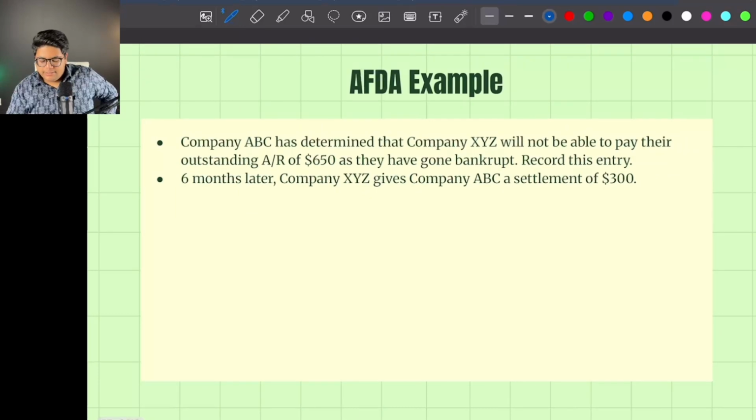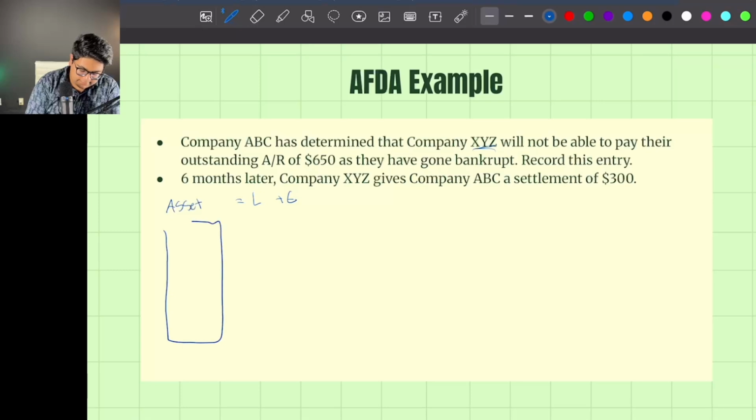Cool, so your AFTA example. Company ABC has determined that company XYZ will not be able to pay their outstanding accounts receivable of $650 as they have gone bankrupt. Record this entry. Cool. Before I go over this example, I want to go over your asset diagram. You have your assets equal liabilities plus equity. Let's just say your asset box looks like this. We don't really care about this for now.